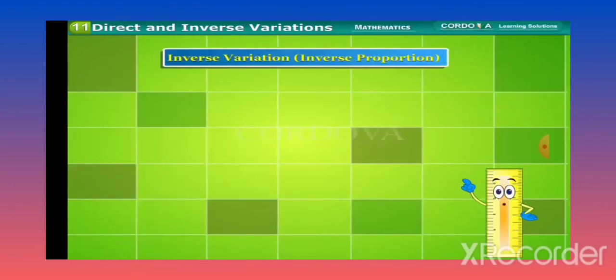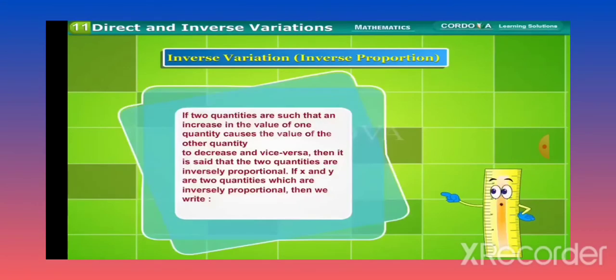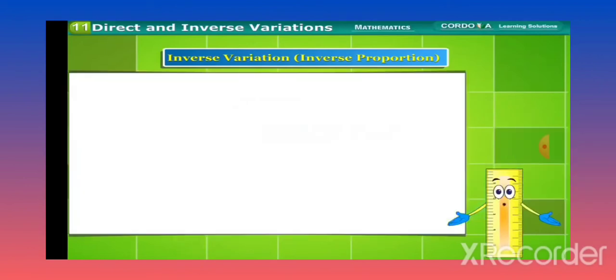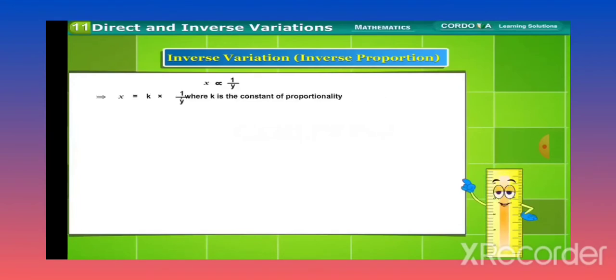Inverse variation, inverse proportion. If two quantities are such that an increase in the value of one quantity causes the value of the other quantity to decrease and vice versa, then it is said that the two quantities are inversely proportional. If x and y are two quantities which are inversely proportional, then we write x is inversely proportional to 1 upon y. This implies x is equal to k into 1 upon y, where k is the constant of proportionality. This implies xy is equal to k.